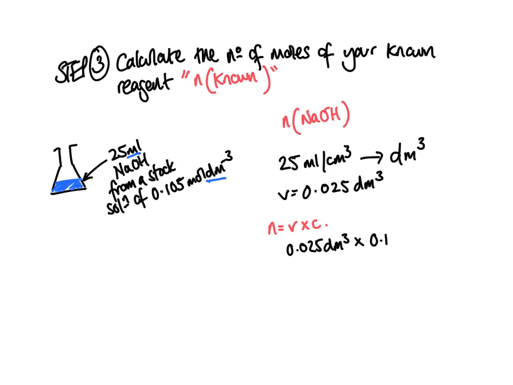So the concentration there is 0.014 mole per decimeter cubed. That way, if you make a mistake, at least the examiner can see. If you do that calculation, you work out that there's 2.625 times 10 to the minus 3 moles.